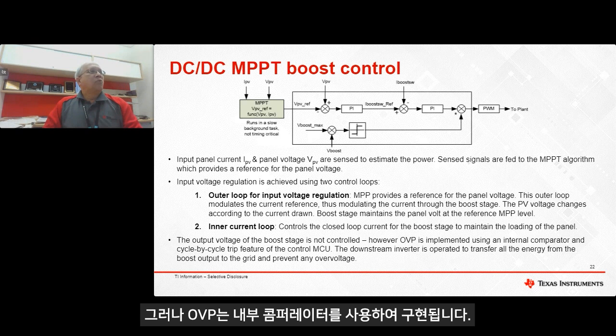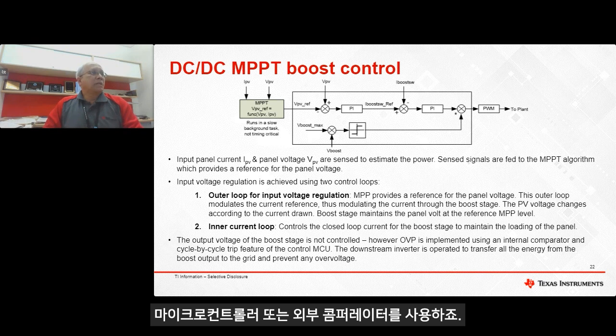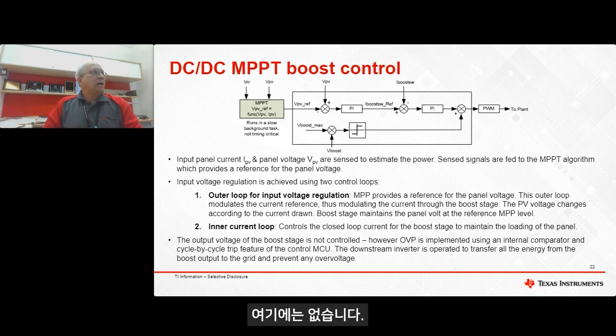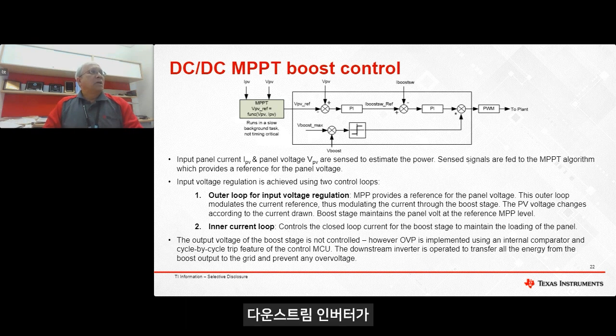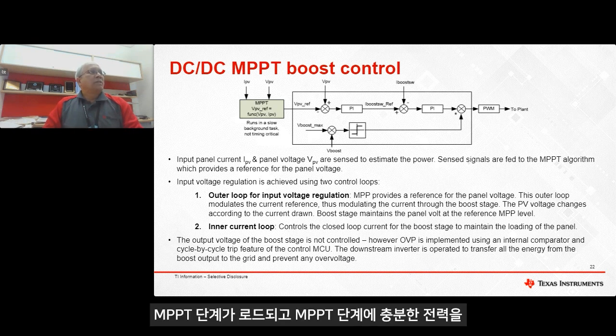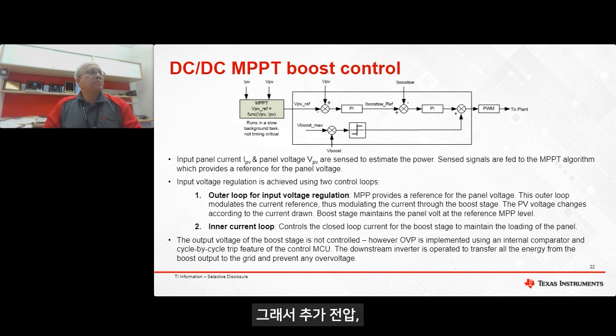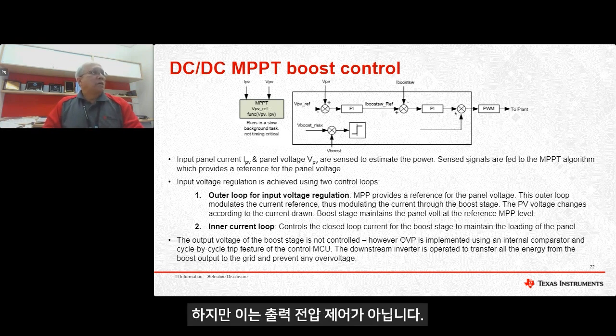However, OVP is implemented using the internal comparator in the microcontroller, or some external comparator if it doesn't have any, and the cycle by cycle trip feature for the control MCU. The downstream inverter will make sure the MPPT stage is loaded and draws enough power from the MPPT stage so that bus over voltage doesn't happen. So it's not output voltage control; the input voltage of the boost converter is being controlled in this case.